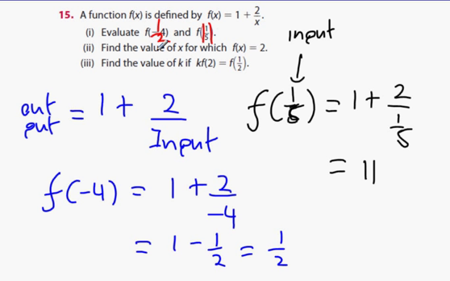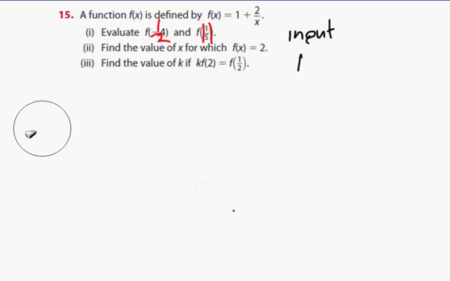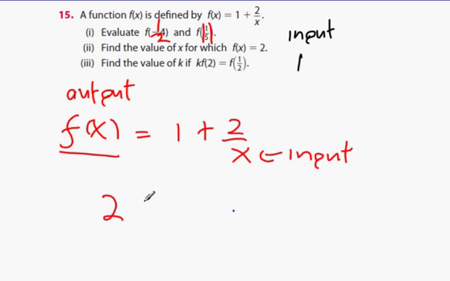Next one. Find the value of x for which f of x equals 2. What does f of x equals 2 mean? What does f of x mean, lads? f of x is the output. What's x? Input. What does this question mean then? Find the input when the output is 2.